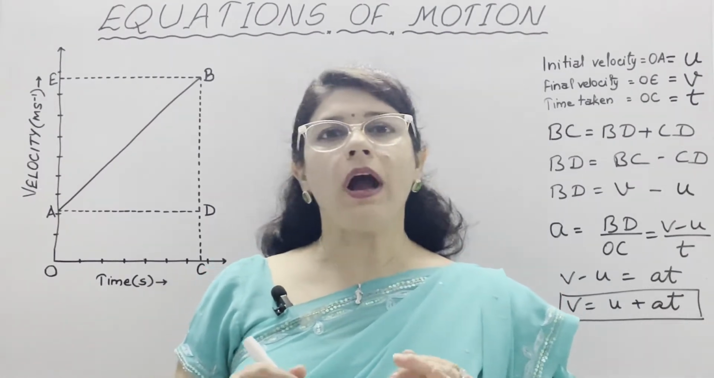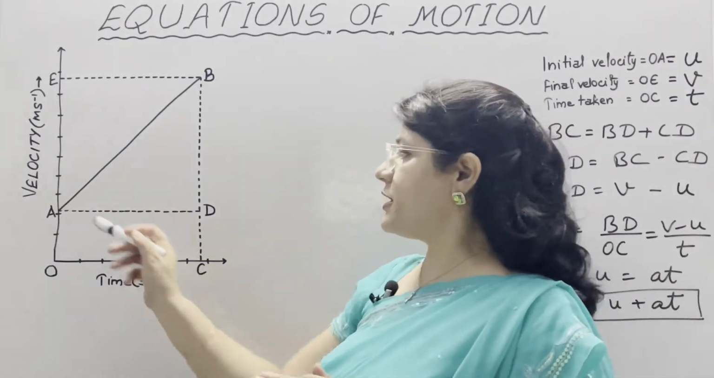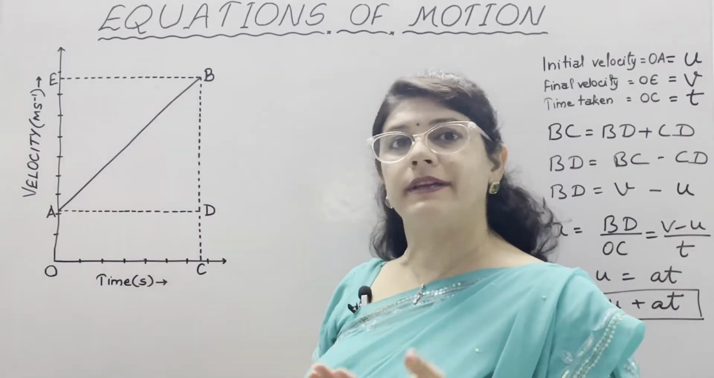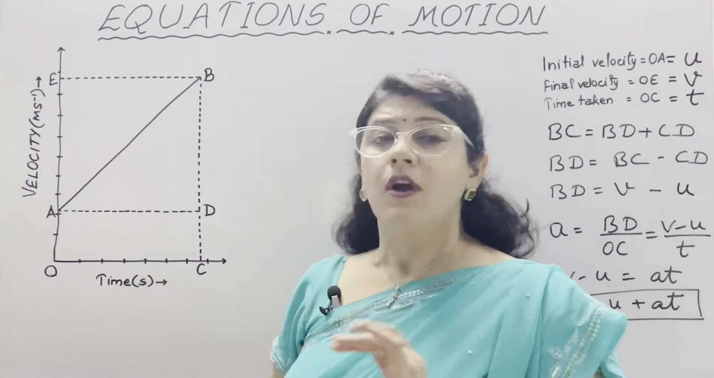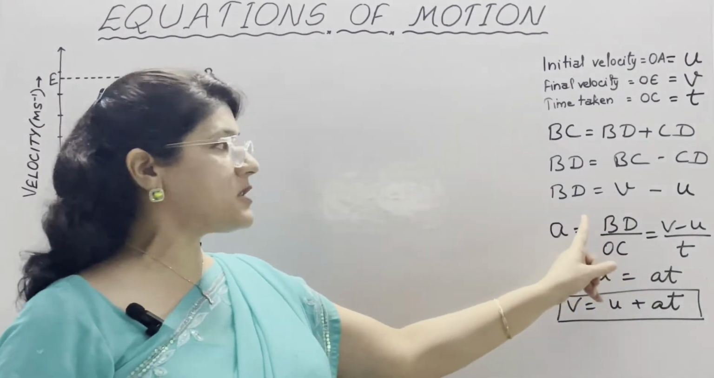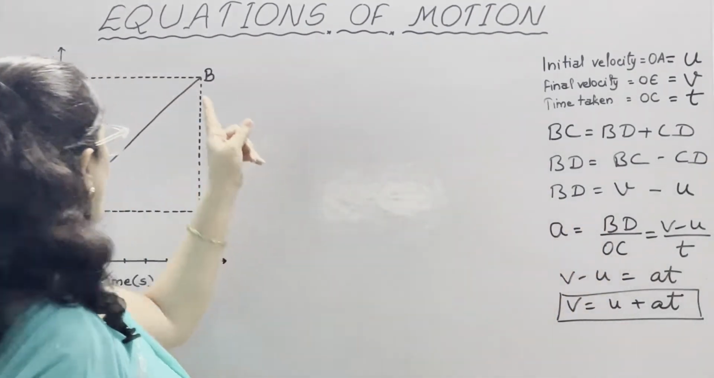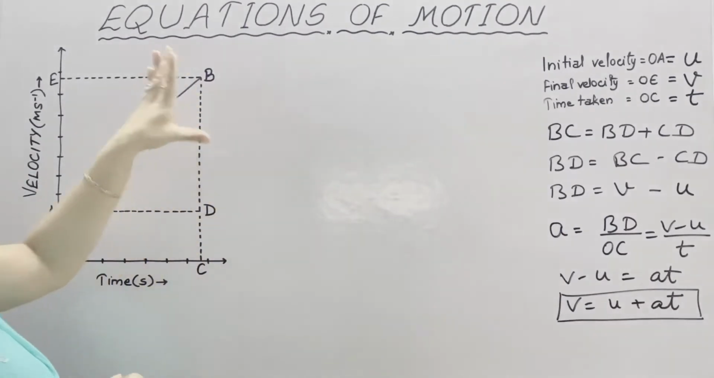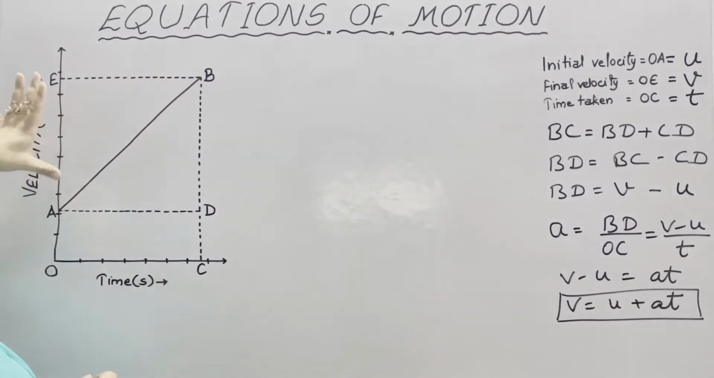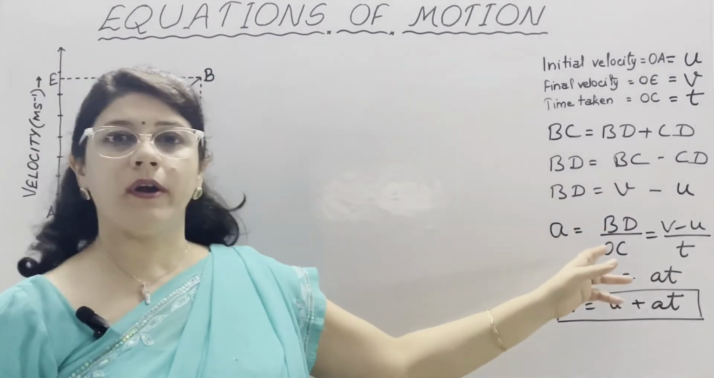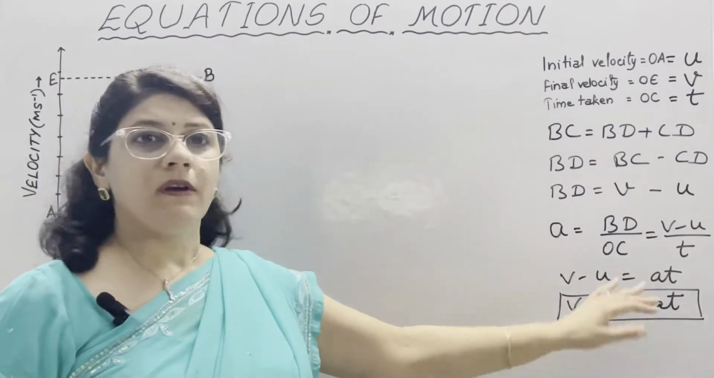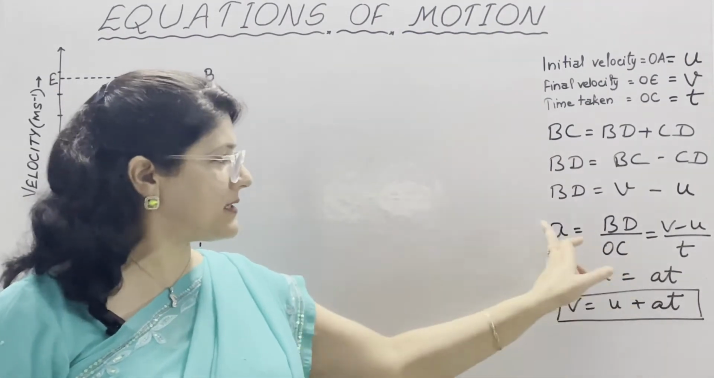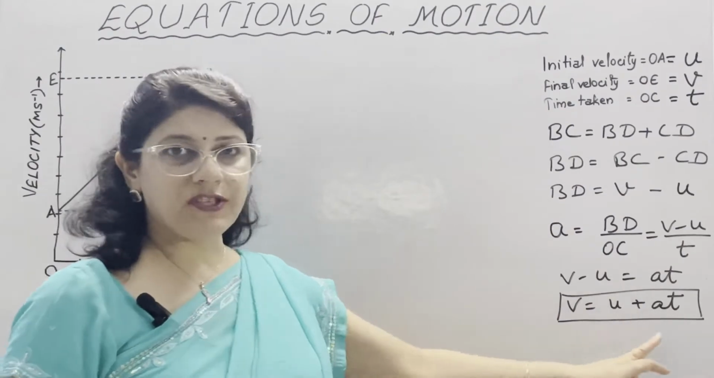In my previous video, I showed you that this velocity time graph is used to calculate acceleration as well as distance. For acceleration, we need to calculate the slope. Acceleration is the slope of this line, which is BD. BD is equal to AE, and AE is v minus u upon time. So, with the help of slope, we have calculated acceleration here, which is the first equation.